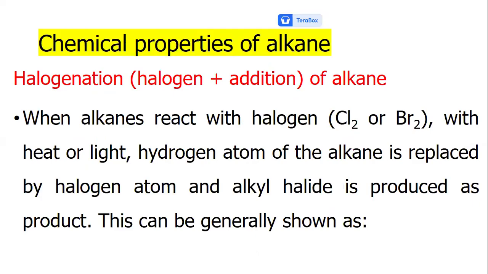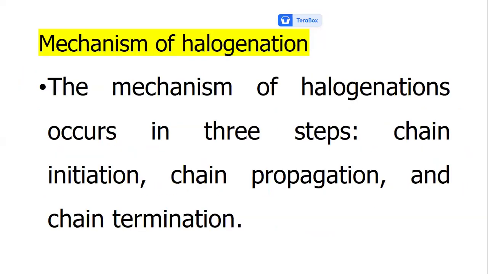Chemical properties of alkanes: halogenation, that is, the halogen substitution of alkanes. When an alkane reacts with a halogen, chlorine or bromine, with heat or light, hydrogen atoms of the alkane are replaced by halogen atoms and an alkyl halide is produced as the product. This can be generally shown as the mechanism of halogenation.